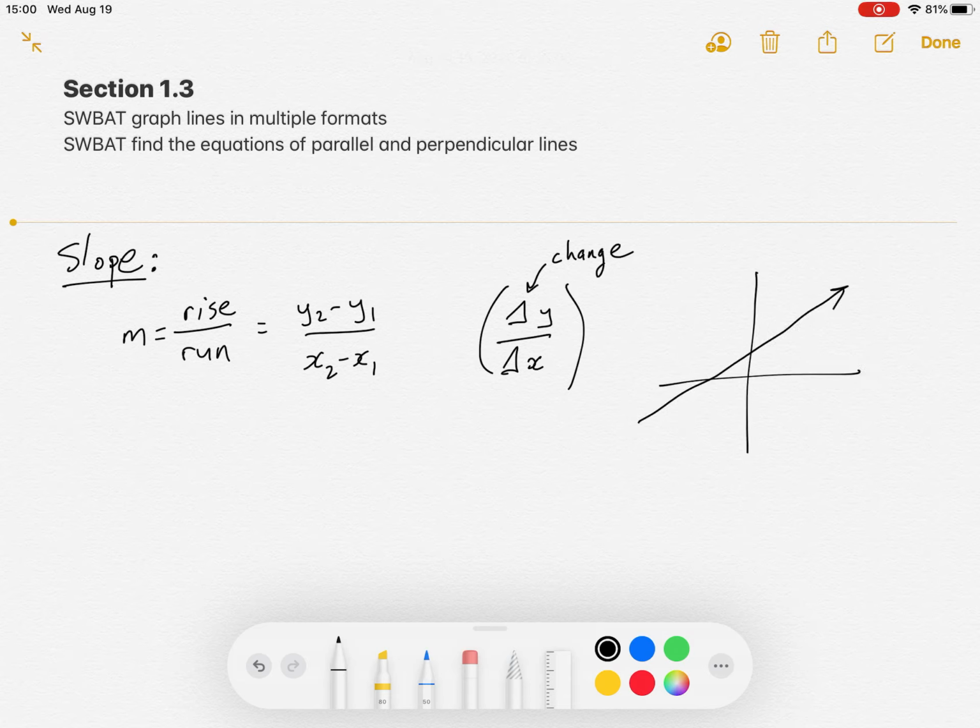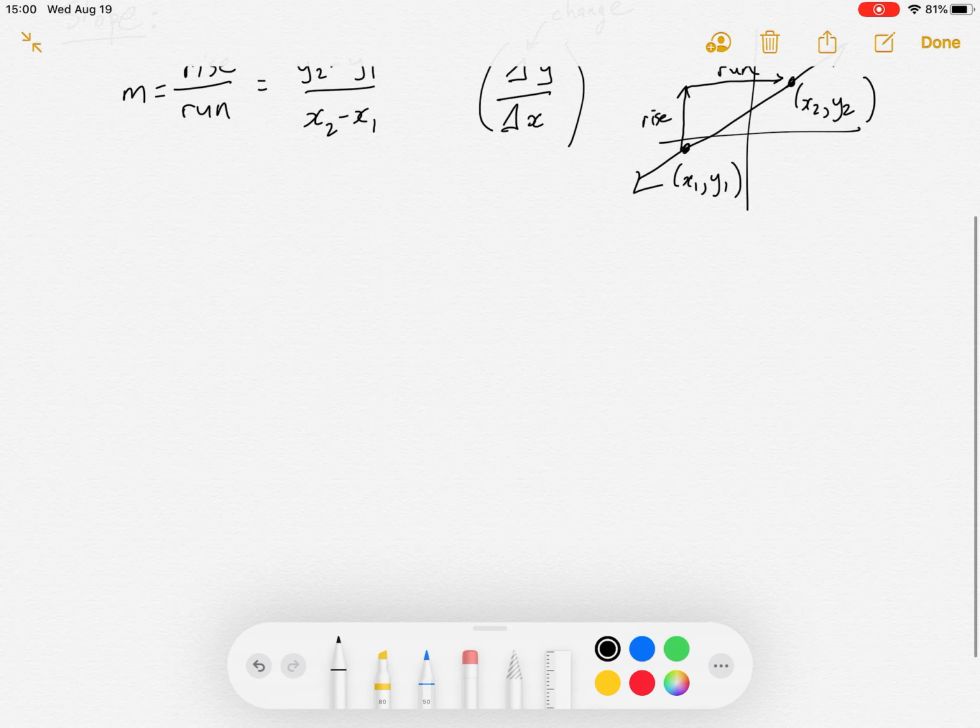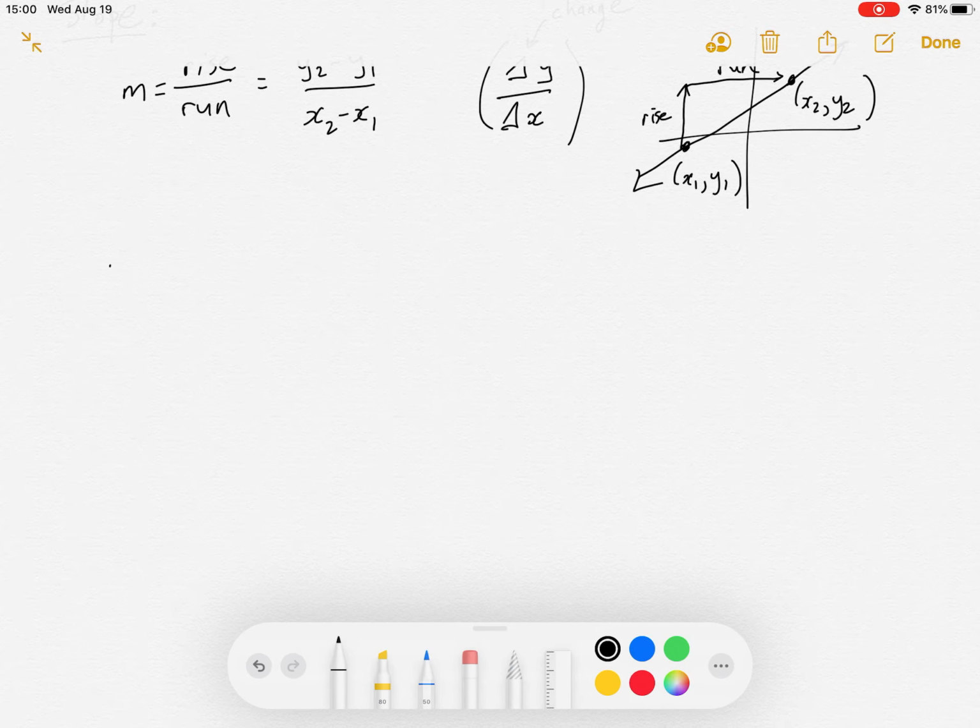Meaning that if I have some line and I start here and I go up to here, this is how much I rose and this is how much I ran to the right. If these points were labeled, we'd probably call this one x1, y1, and this would be x2, y2. Okay, enough of that. Now the next thing I want to mention about slope is that it's a rate of change.